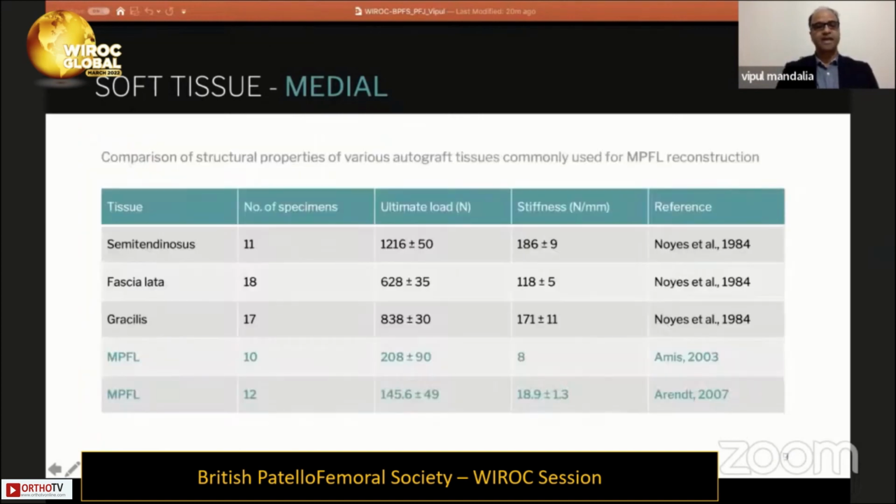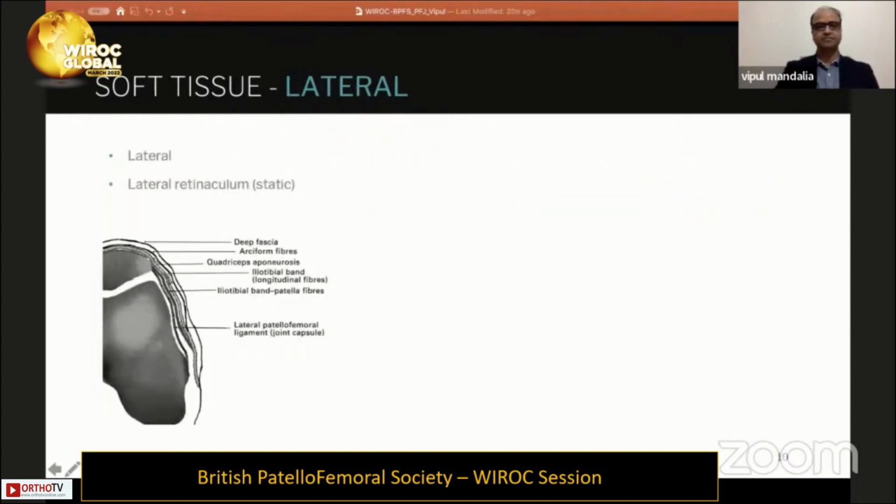And the last thing about the MPFL is to know its stiffness and ultimate load to failure. We must understand that it is a low stiffness structure, and therefore any other soft tissue structure that we consider in terms of treatment, we need to make sure that it is not significantly different from the native structure.